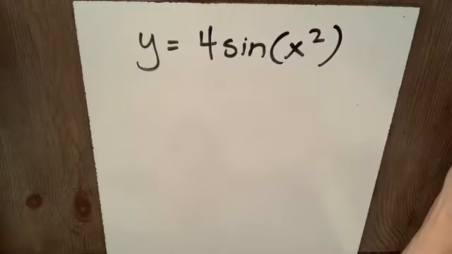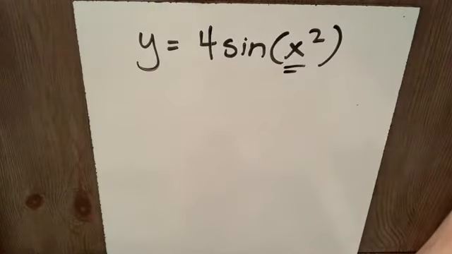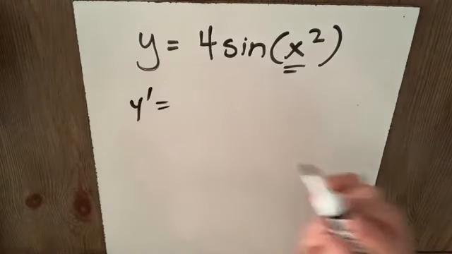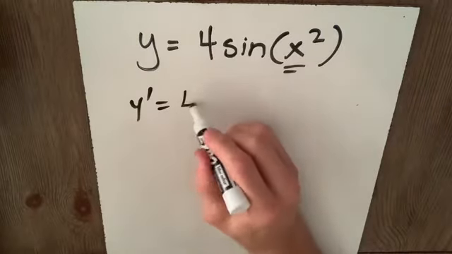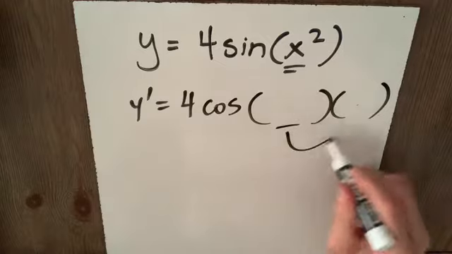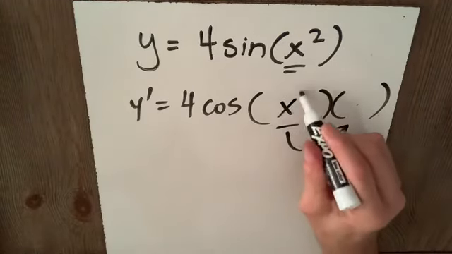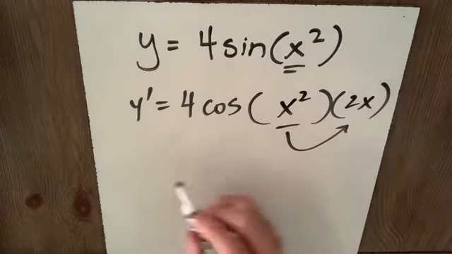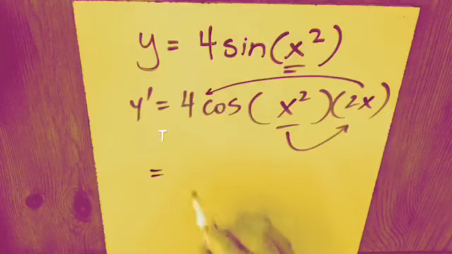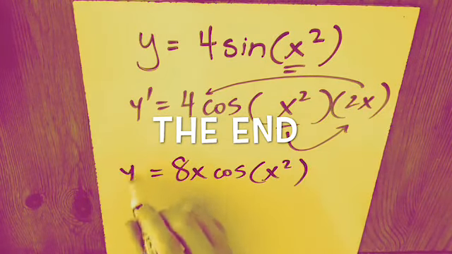If you're given y equals 4 sine x squared, notice this is not just a single variable like x, it's x squared, so we're going to have to use the chain rule. Y prime, or dy dx, is going to equal, well, the 4 just comes along for the ride. The derivative of sine is cosine of whatever. Here's the chain rule. Whatever that is in parentheses, we're going to take the derivative of that. So x squared, its derivative, of course, is 2x. To give us, I'm going to put these together, 8x cosine of x squared is our derivative there.